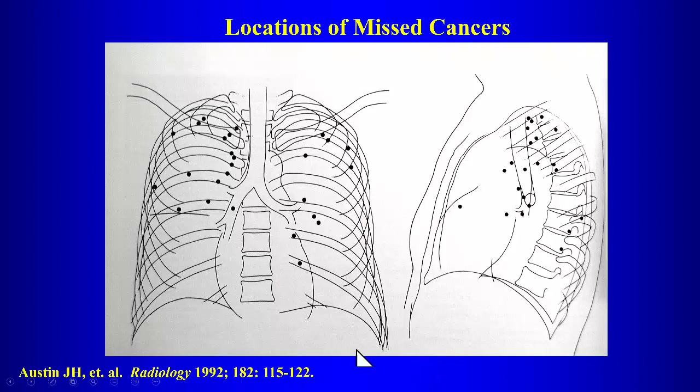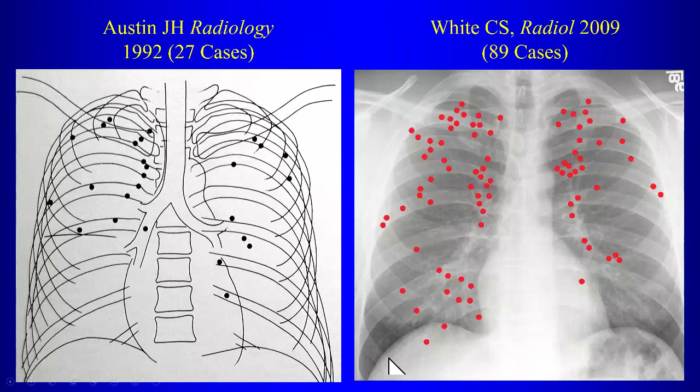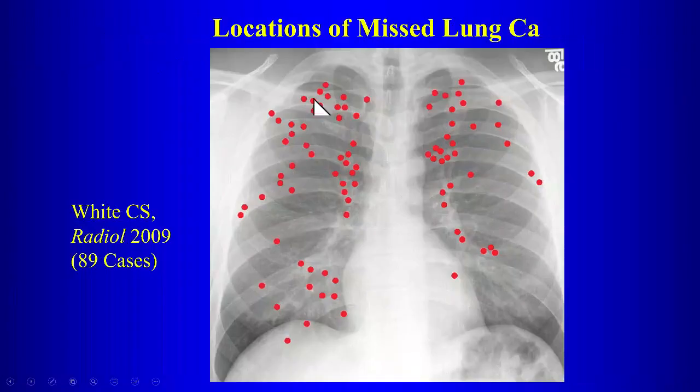So a very interesting paper came out in 1992 where they looked at missed lung cancers on chest radiographs and where they tended to occur. And they tend to cluster like this over the upper lobes, especially here, closer to the apices. And then there was a follow-up study that was done in 2009 with many more cases. And you can still see this kind of clustering of where these missed lesions tend to cluster, especially here in the upper lobes, and then here over the hilar regions, closer to the midline. So you want to realize that when you're reading your chest radiographs. So locations of these missed lesions.